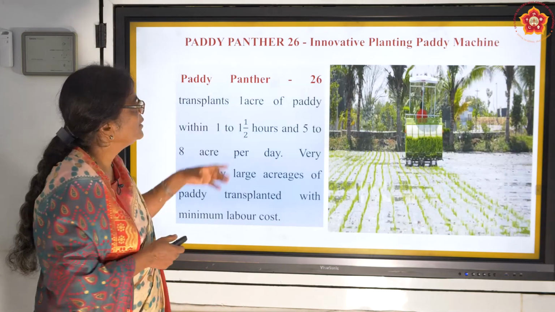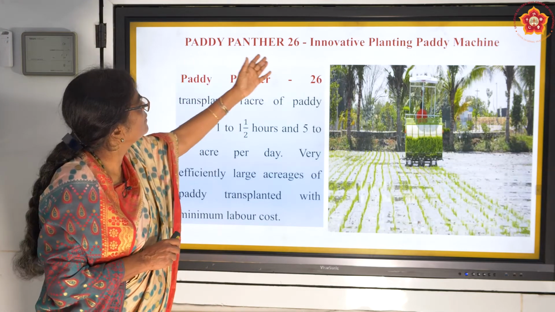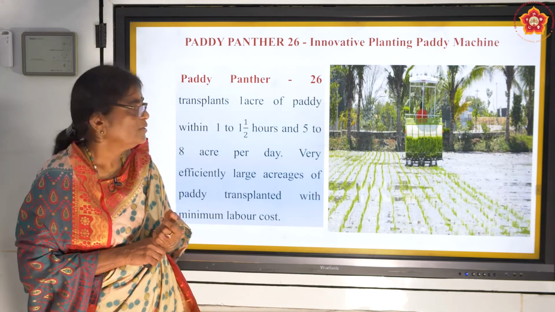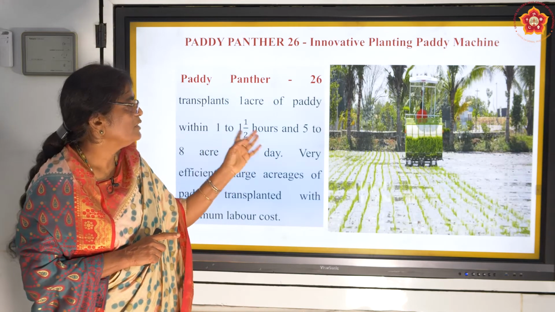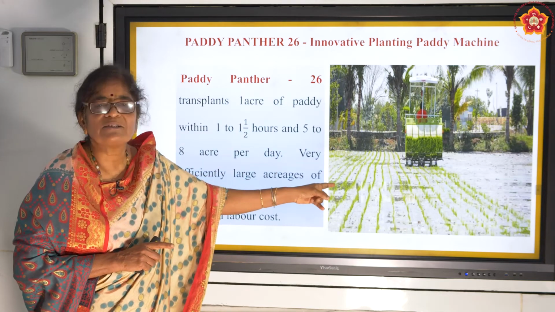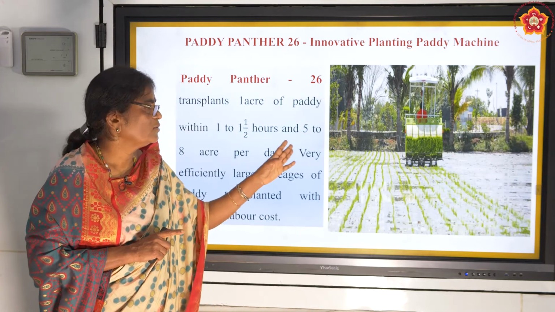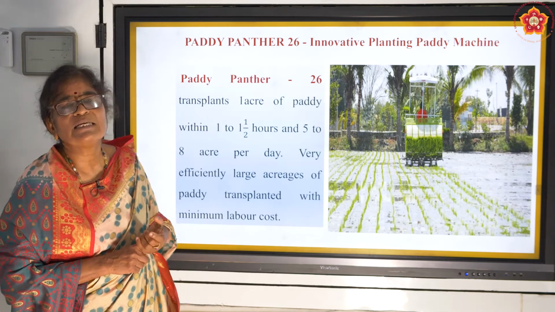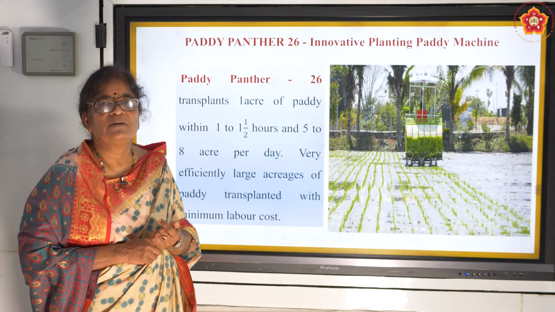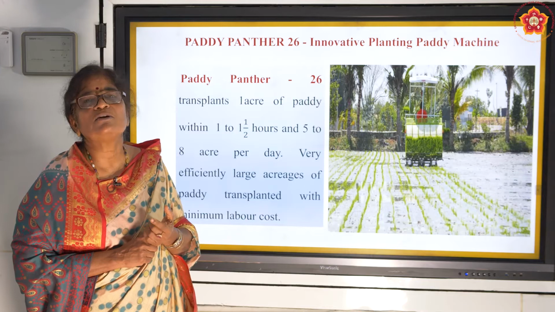But after the innovation of this machine, called Paddy Panther 26, an innovative paddy planting machine, you won't believe it, within 1 to 1.5 hours, this machine transplants paddy seedlings for an acre. Only 1 to 1.5 hours. In paddy production in all the Asian countries, during the peak seasons, it's very difficult to hire labor. When the water is available and the season is coming, there will be a huge labor shortage.